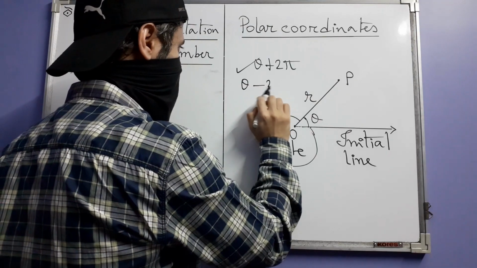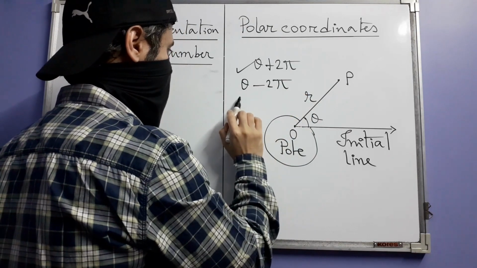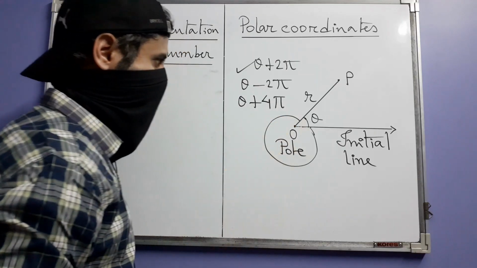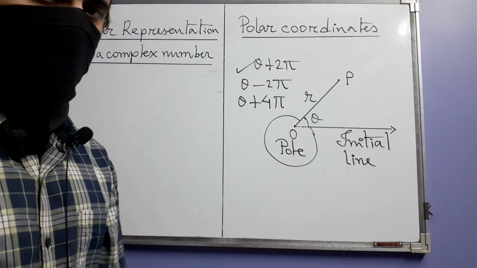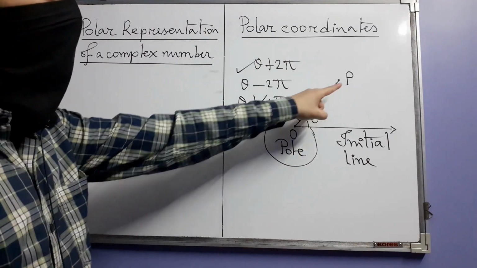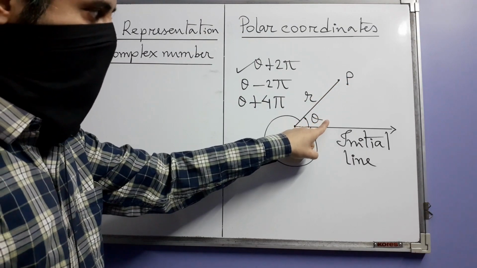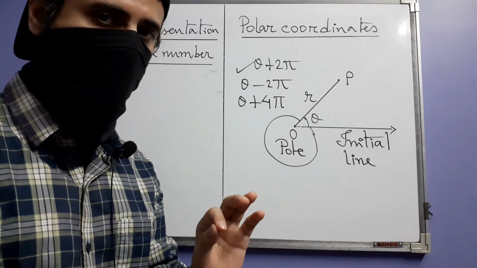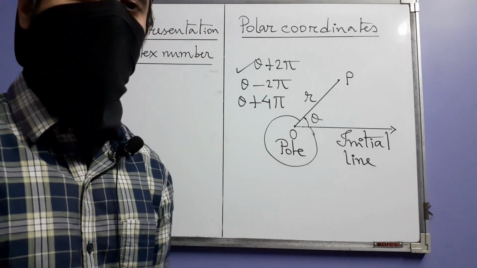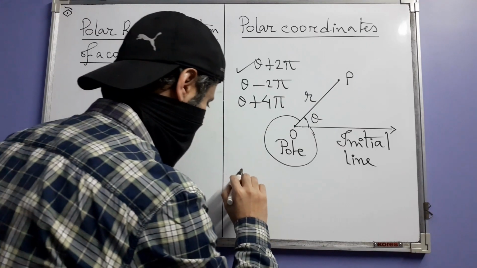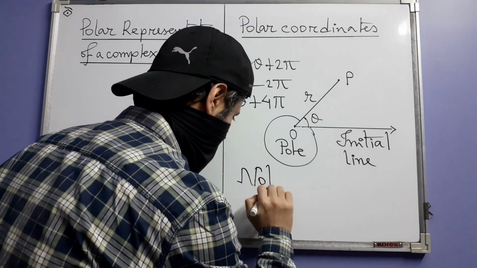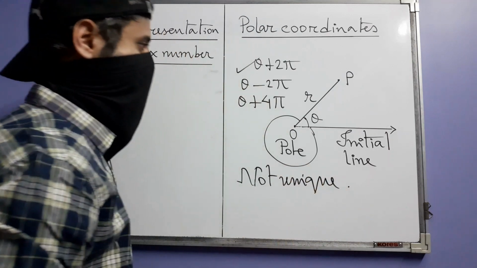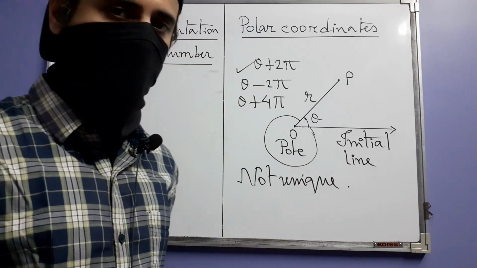You can consider this, you can consider theta plus 4 pi, many angles you can consider, and that is why that other number theta besides r that you are going to associate with P is not unique actually. Not unique. In fact, there are infinitely many choices for that angle.